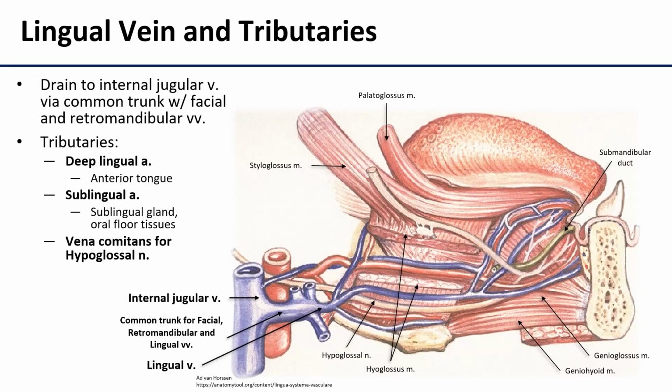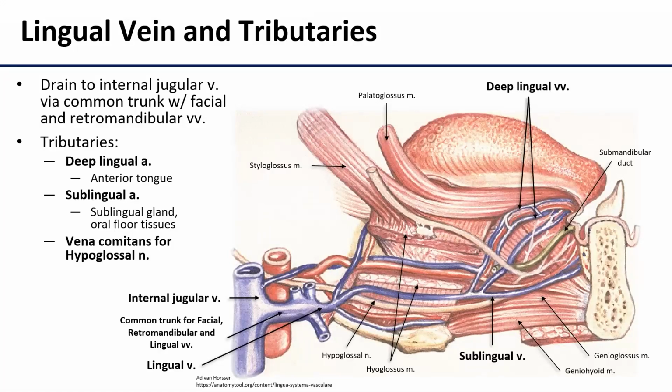The lingual vein then is ultimately what is responsible for draining the submandibular space, and that will drain back to the internal jugular vein. The tributary pattern that forms the lingual vein follows pretty close to the branches of the lingual artery, but it's not exact.